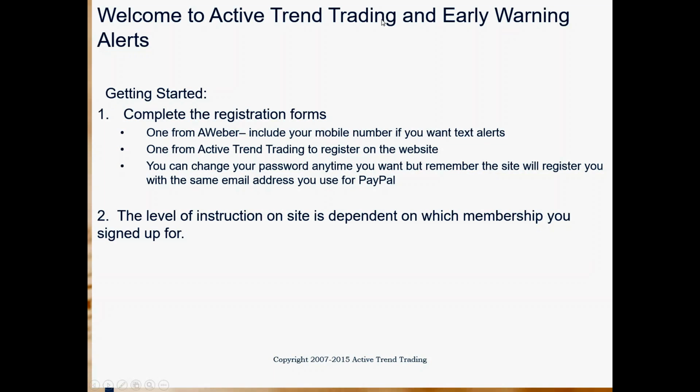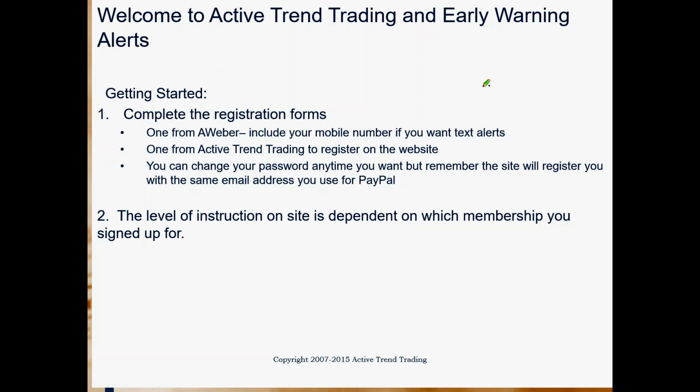So, getting started. If you have become a premium member and/or an early warning alert member, you will have basically initiated your registration process by paying for membership via the PayPal button. The PayPal button is then linked to a couple of registration forms.